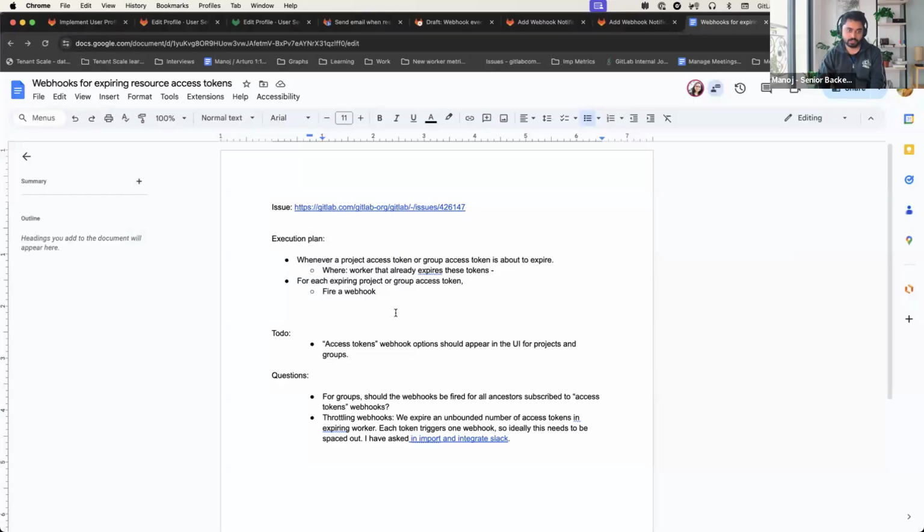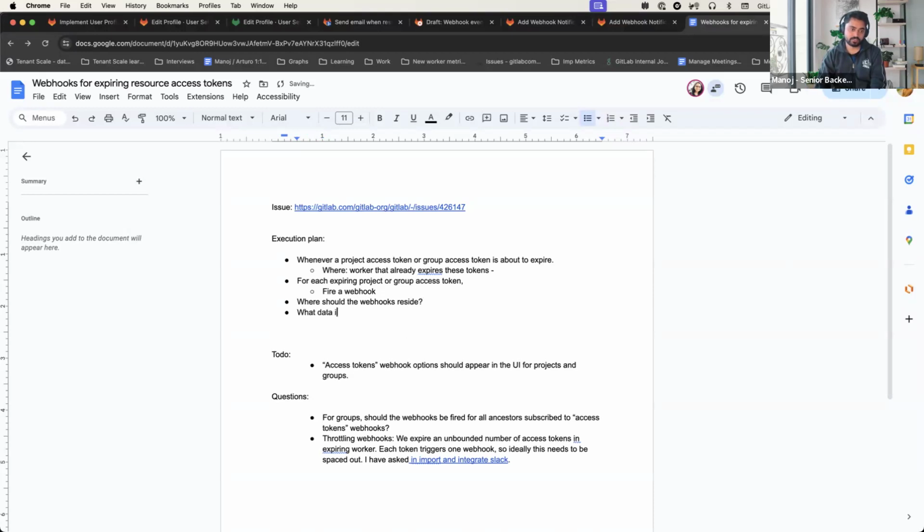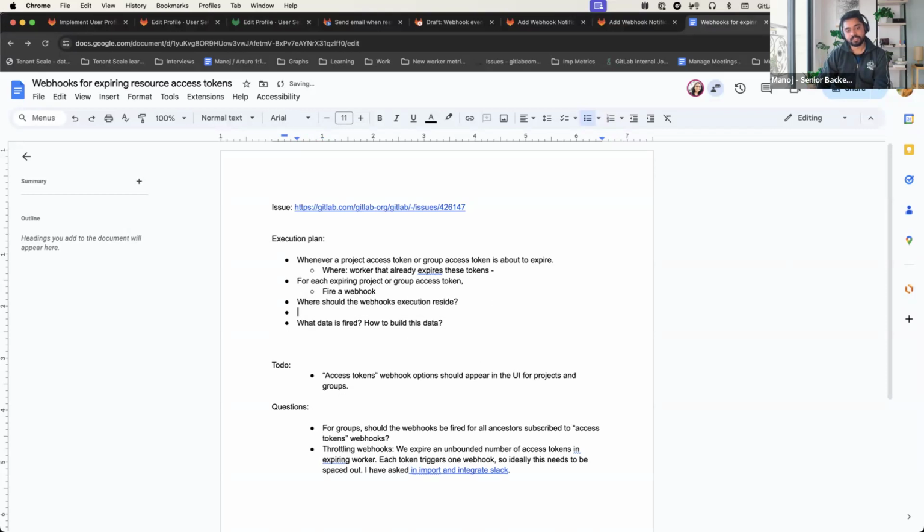Fire a webhook. Where should the webhooks reside? What data is fired? How to build this data? I think these are the considerations. So, webhook execution result, I think this is pretty straightforward.